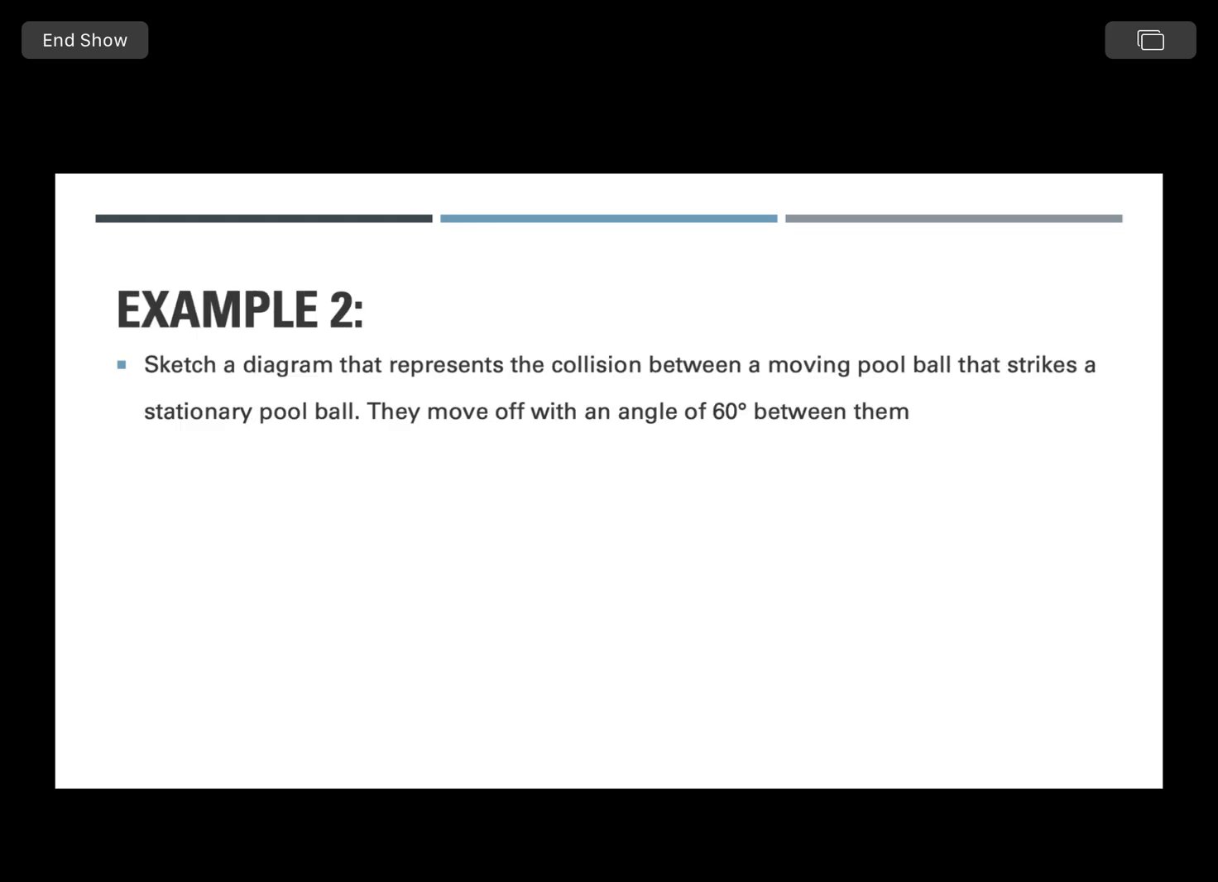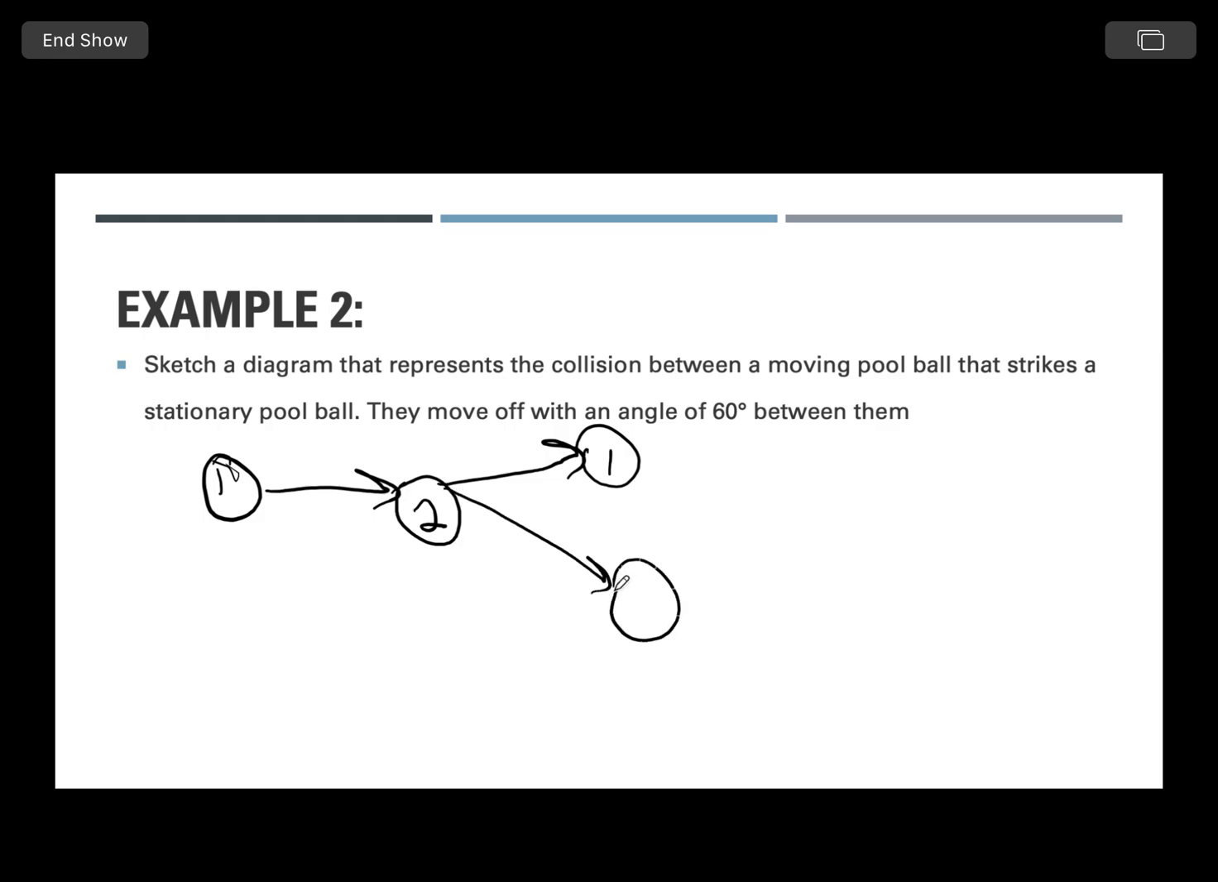So let's try this again. Let's sketch a diagram. I want you to pause this and sketch this diagram. Okay, so just as before, I've got one ball moving towards another one. This first one is going to glance off there, and then our other one is going to bounce down here, and it's going to form a 60-degree angle between the two paths. Okay?